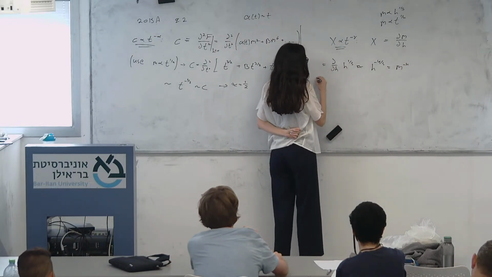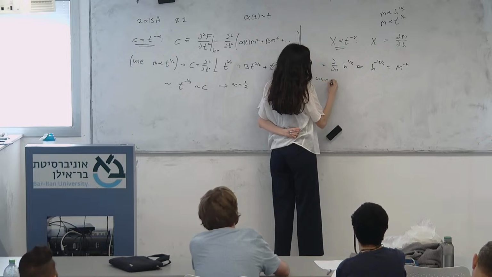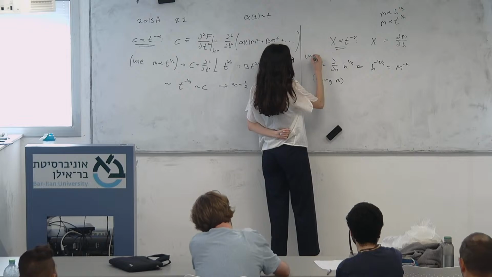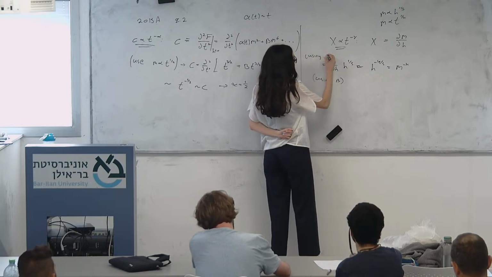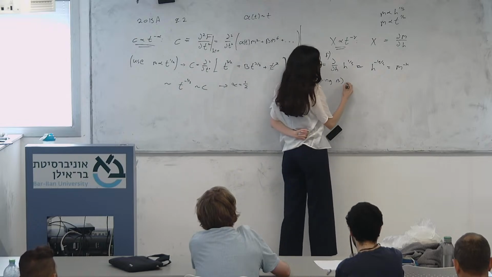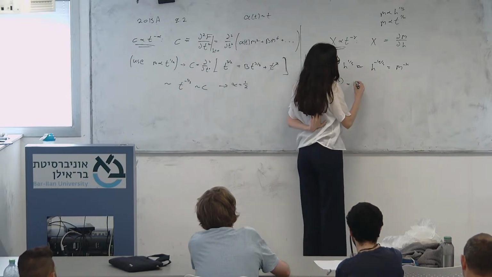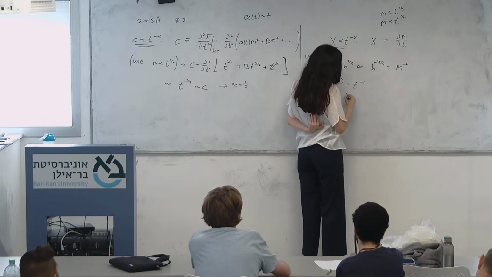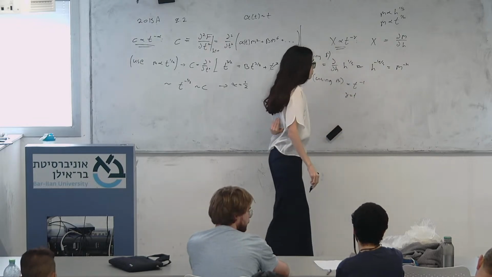And then using delta, and this is using beta. So this is equal to T to the minus 1, which means gamma equals 1.